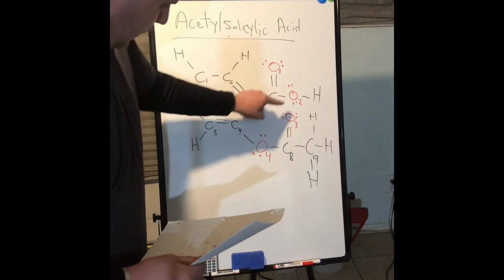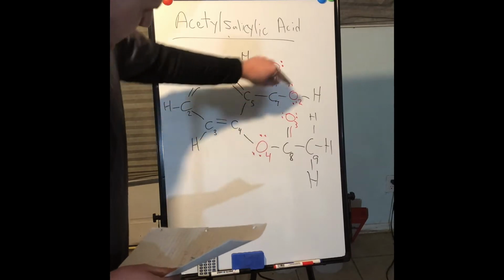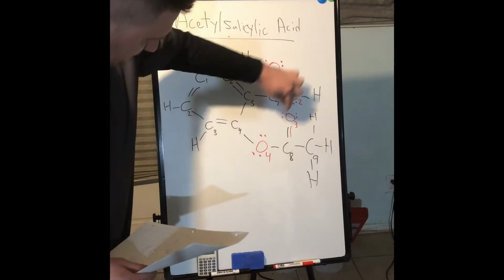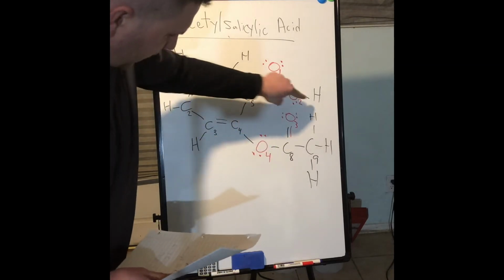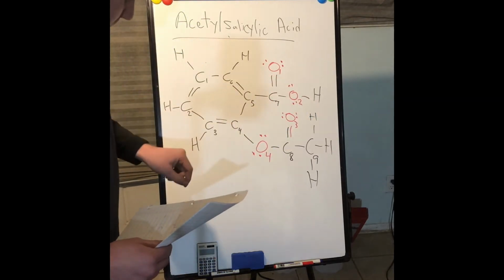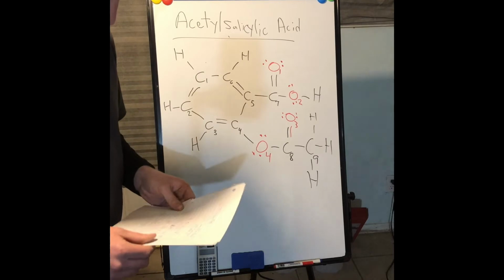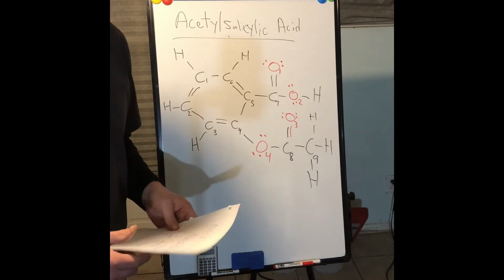Now O2 and O4 are a little bit different because you see they have 2 electron pairs, and they're also bonded to 2 atoms. So they are sp3, and they're tetrahedral.